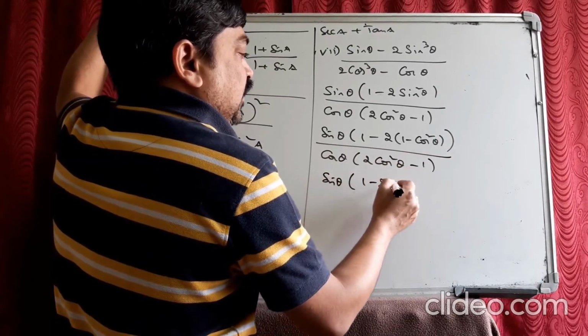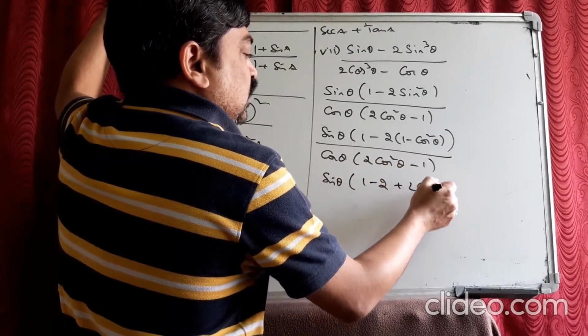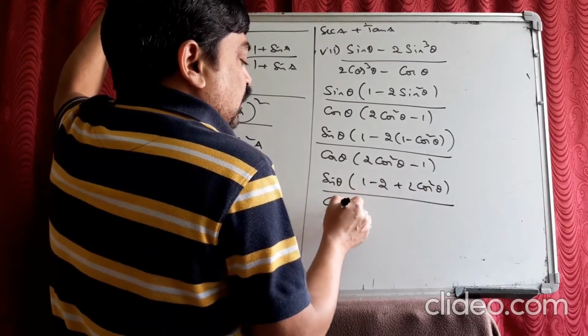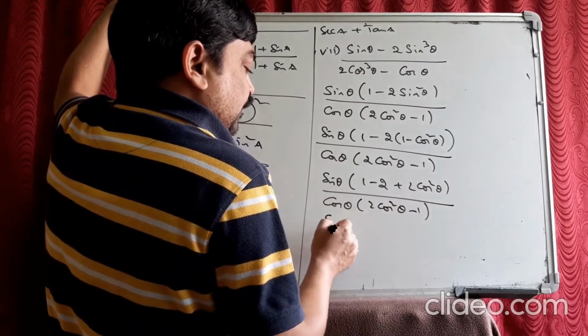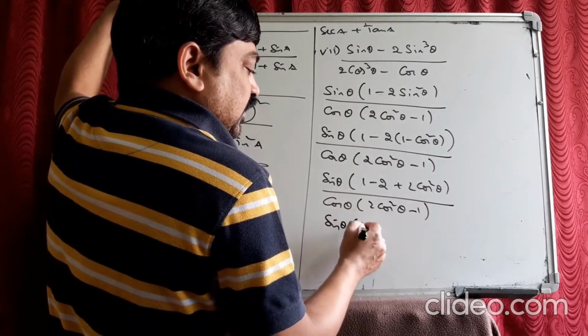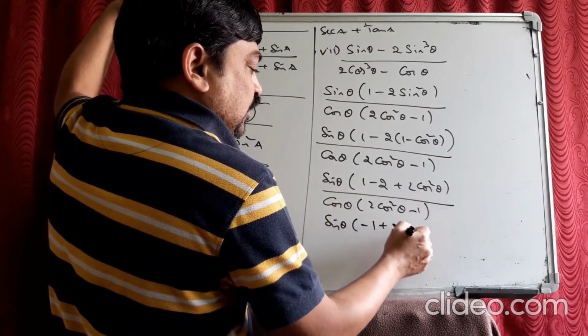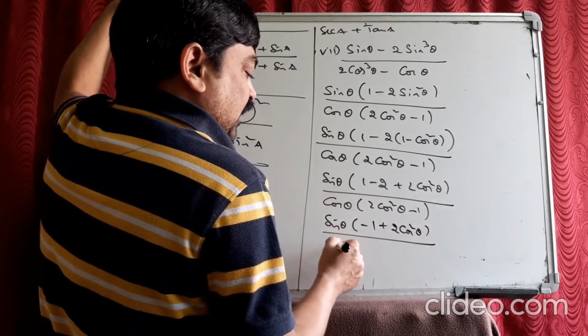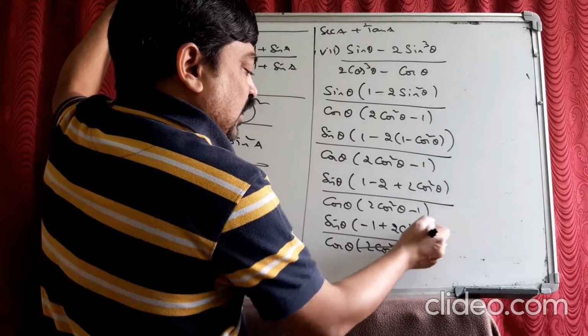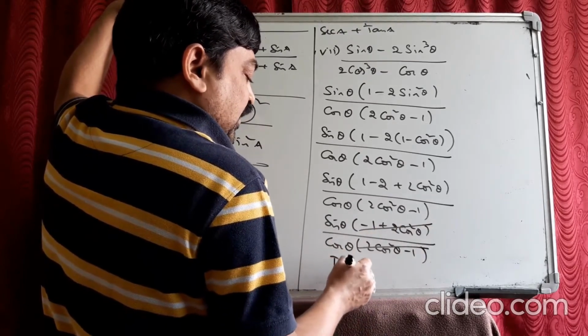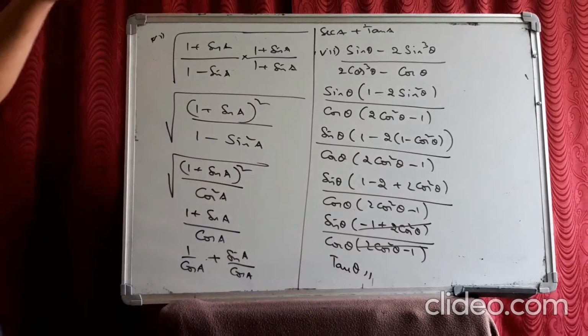Sin theta into 1 minus 2 plus 2 cos square theta, cos theta into 2 cos square theta minus 1. So sin theta, this becomes minus 1 plus 2 cos square theta by cos theta into 2 cos square theta minus 1. So both are the same. Sin theta by cos theta becomes tan theta.